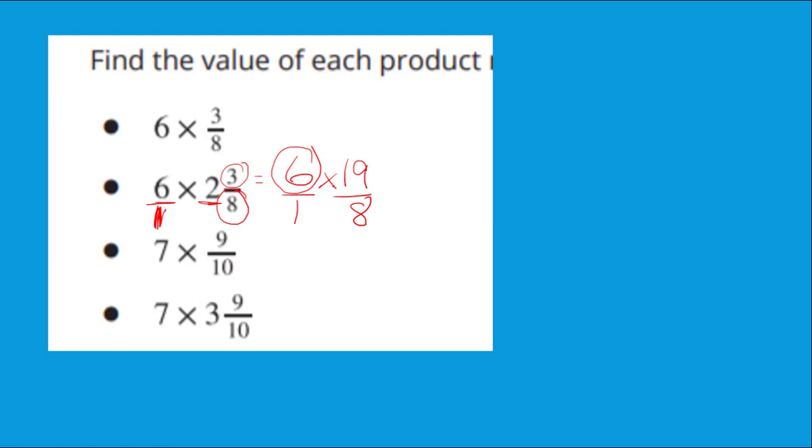Let's look at our 6 and our 8. Can those both be divided by something? Yes, they can be divided by 2 because they're even. We're going to do the same thing to both. 6 divided by 2, 3. 8 divided by 2, 4. What about the 1 and the 19? Can those both be divided by something other than 1? No. Okay, so I've got 3 over 1 times the 19 over 4.